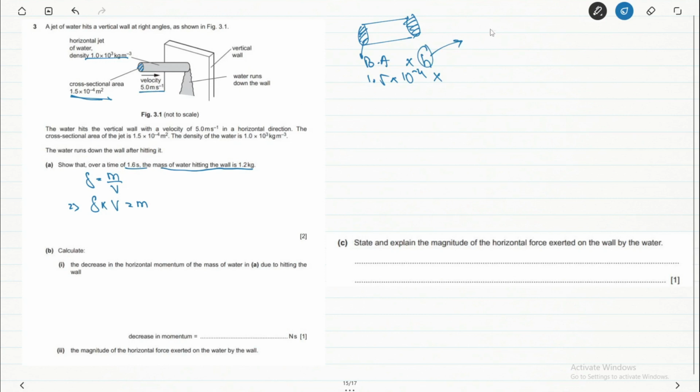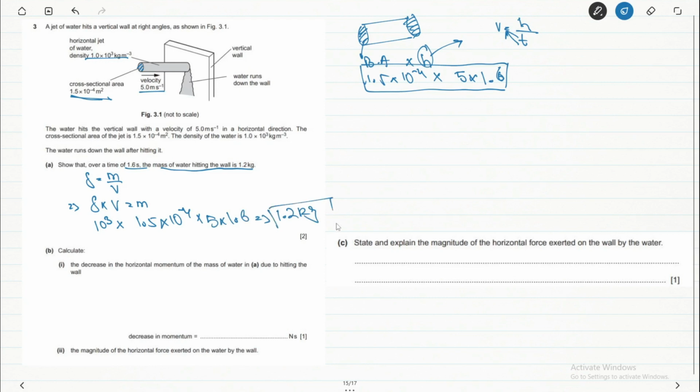And the height can be found using the velocity formula, because a velocity and time are given. Velocity is equal to distance, which would be height in this case, divided by time. So the velocity 5 would be multiplied by 1.6 seconds. This becomes the expression for the volume of this water. So the density is 10 to the power 3, and the volume now becomes 1.5 times 10⁻⁴ times 5 times 1.6. And this comes down to 1.2 kg. So this is our answer.